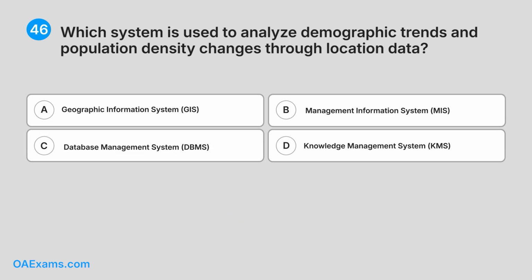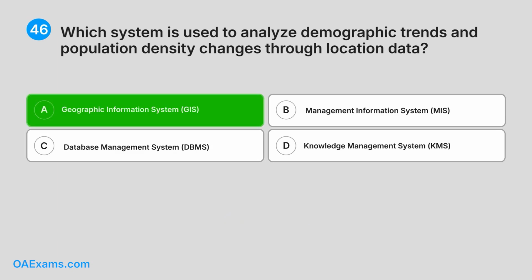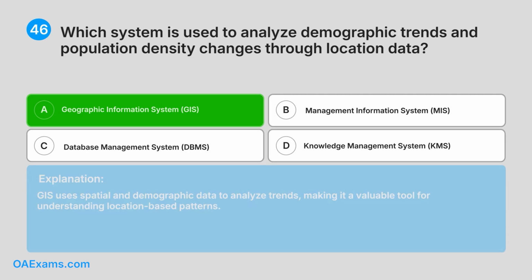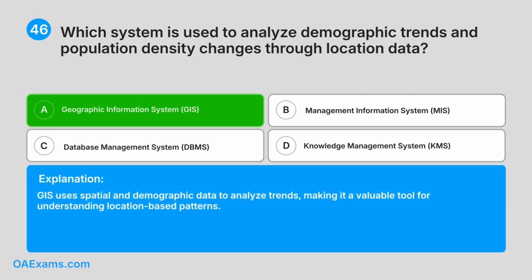Correct answer: A. Geographic Information System, GIS. Explanation: GIS uses spatial and demographic data to analyze trends, making it a valuable tool for understanding location-based patterns.